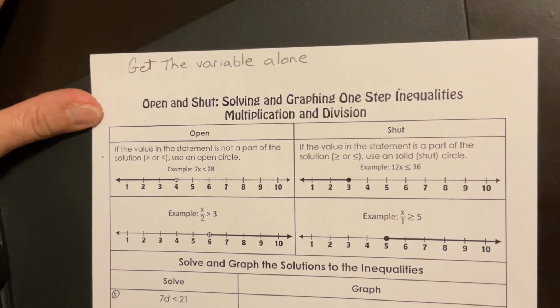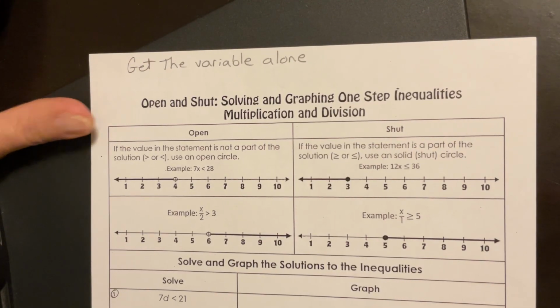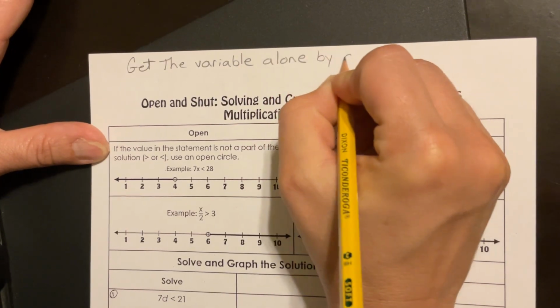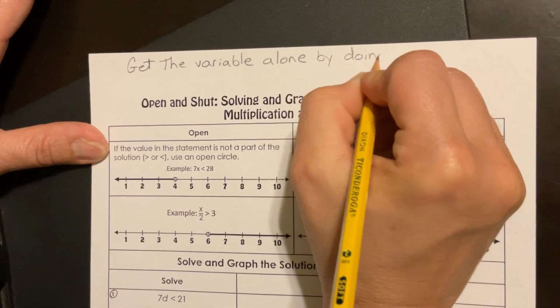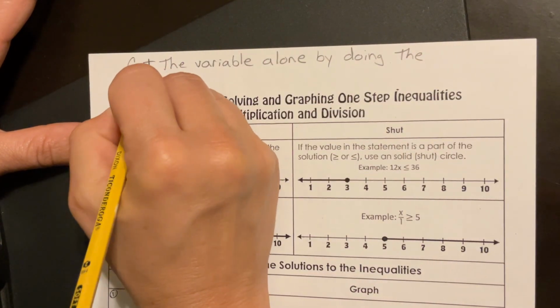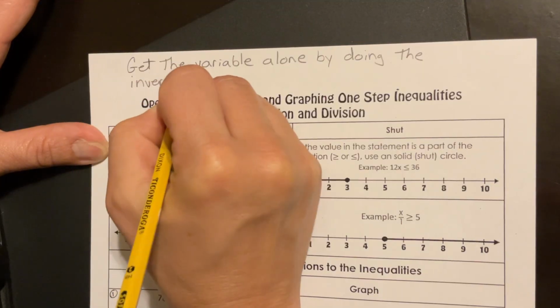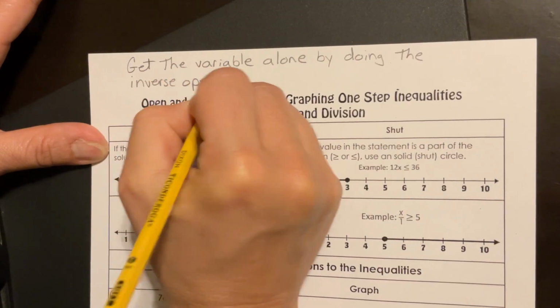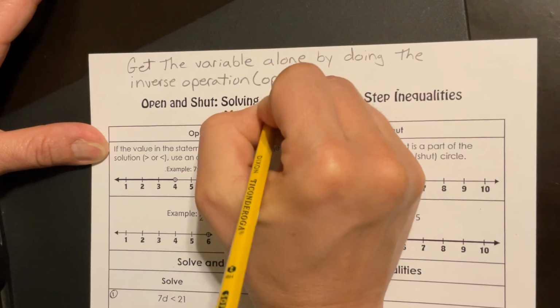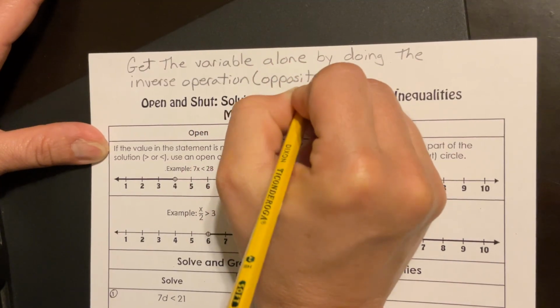Isolate it, always and forever. And the way you mathematically get the variable alone is by doing the inverse operation. Inverse is a fancy word for opposites.